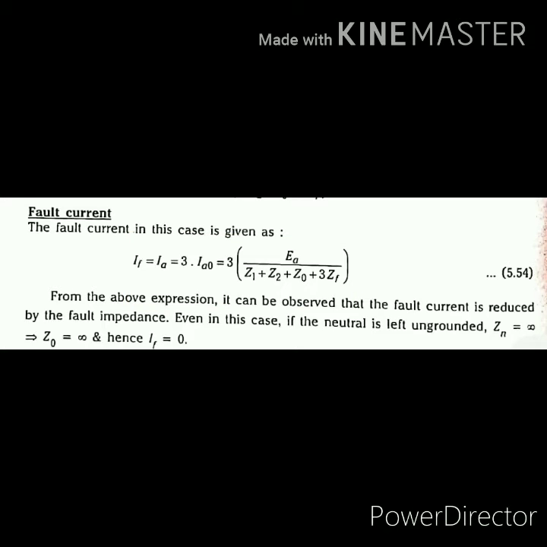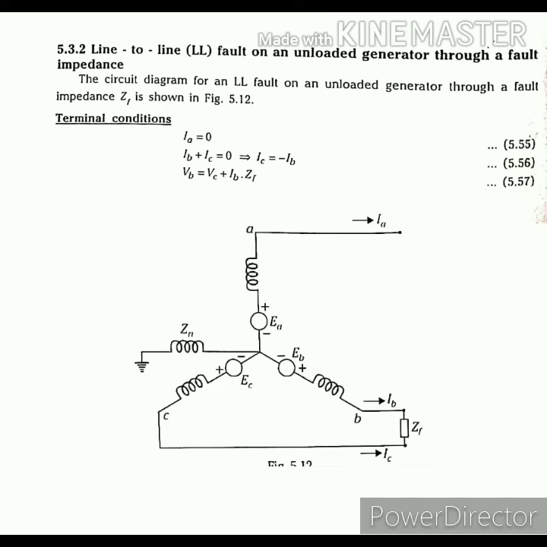Now whenever Z0 is present, you have to see the effect of the neutral. Means what happens if the neutral is not grounded. So we have the equation Z0 is equal to Zg0 plus 3Zn. So when the neutral is not grounded, 3 into Zn becomes infinity. So Z0 becomes infinity. When Z0 becomes infinity, fault current IF becomes 0. Okay. Again under the same topic, we will analyze a line to line fault through a fault impedance.